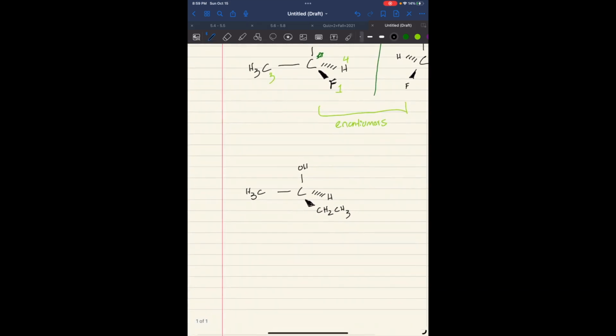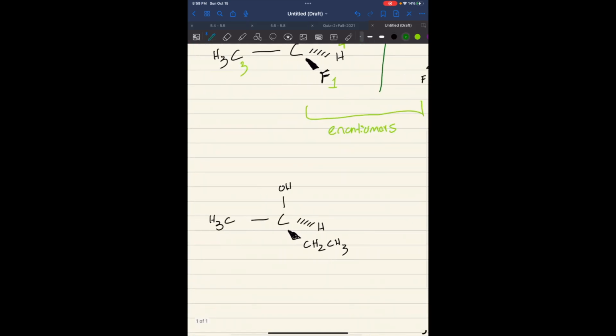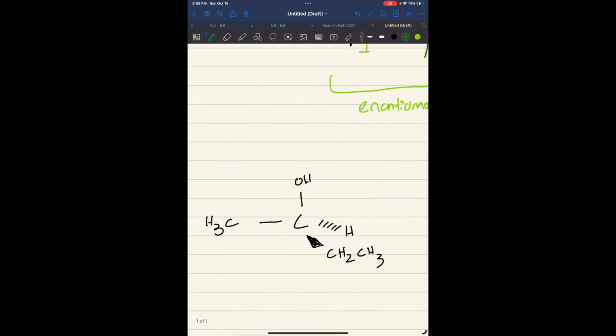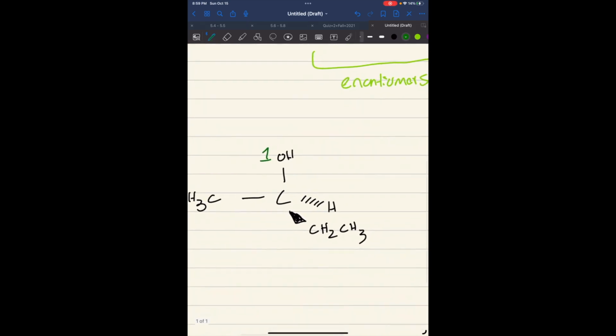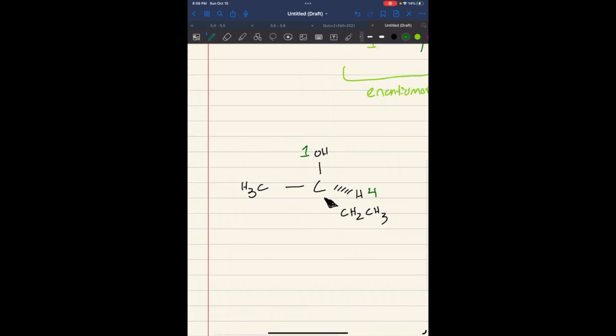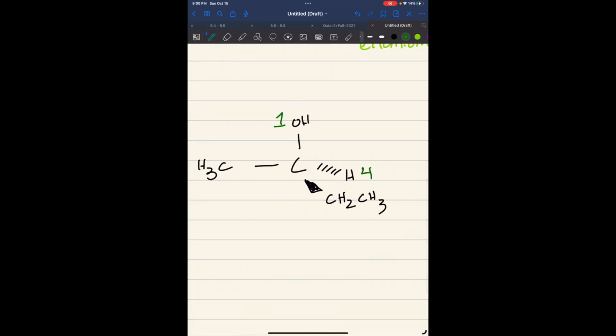So how do we determine the priority of these groups? We would say that our oxygen is the highest because it has the highest atomic mass. So it would be our 1. Hydrogen would most likely be 4, right? But now we come across 2 carbons, and we could say those are pretty much equal, right? So now we have to go to the next point of difference to determine which would be higher priority.